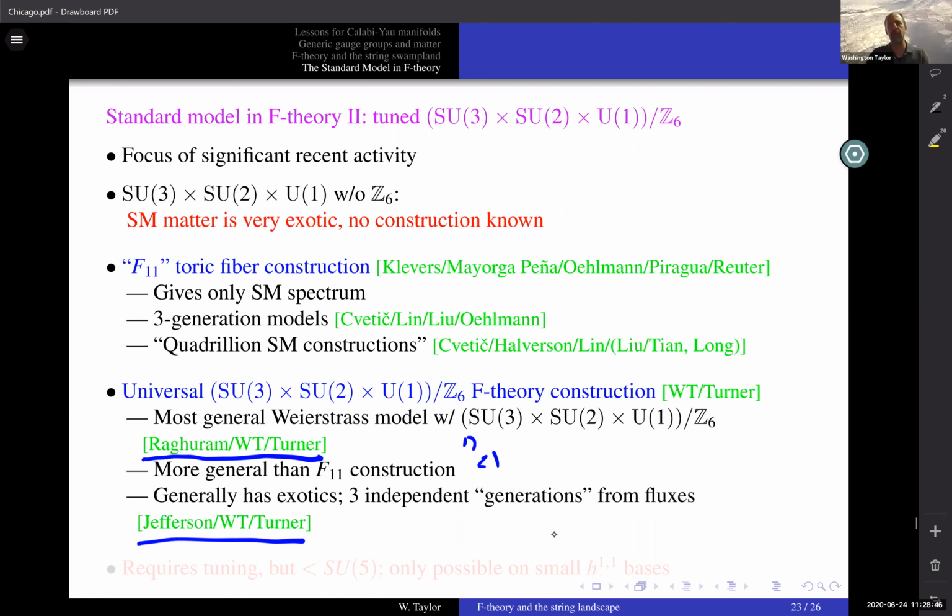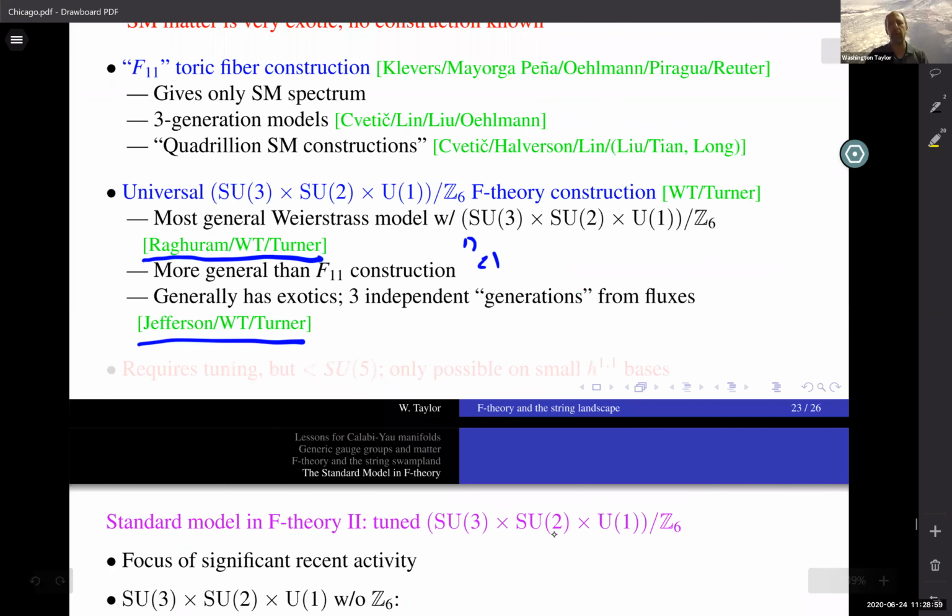Okay, so there's a whole interesting story there. This is a different way of getting the standard model out of F-theory. Like SU5, it requires tuning. It requires less tuning than SU5, but also a substantial amount. It's also only possible on small h11 bases.